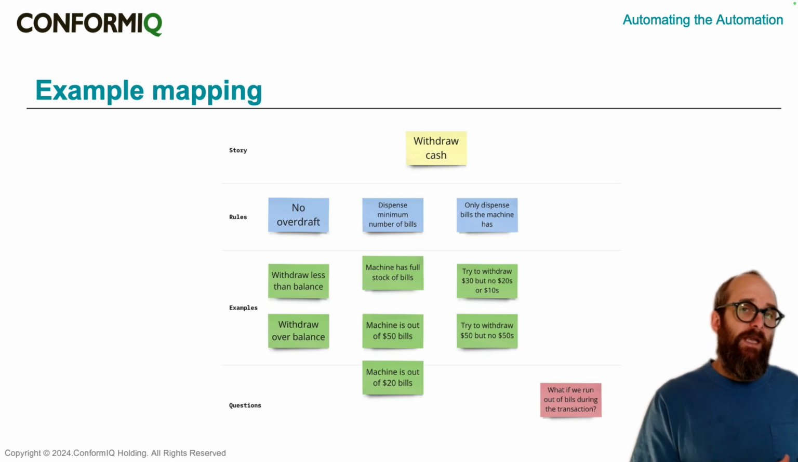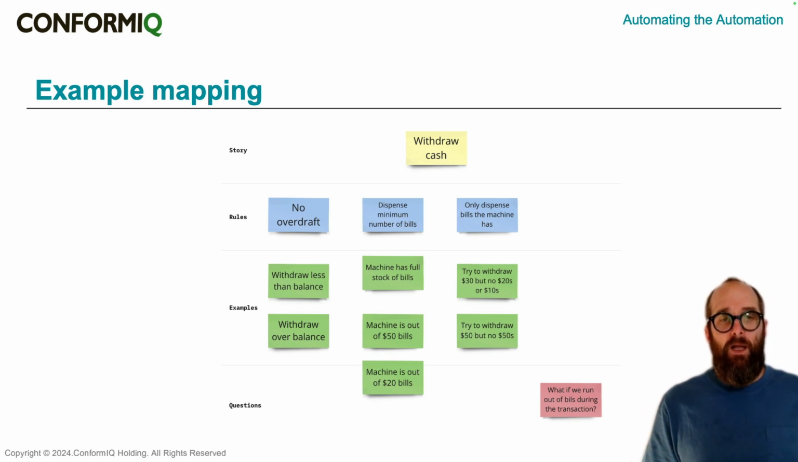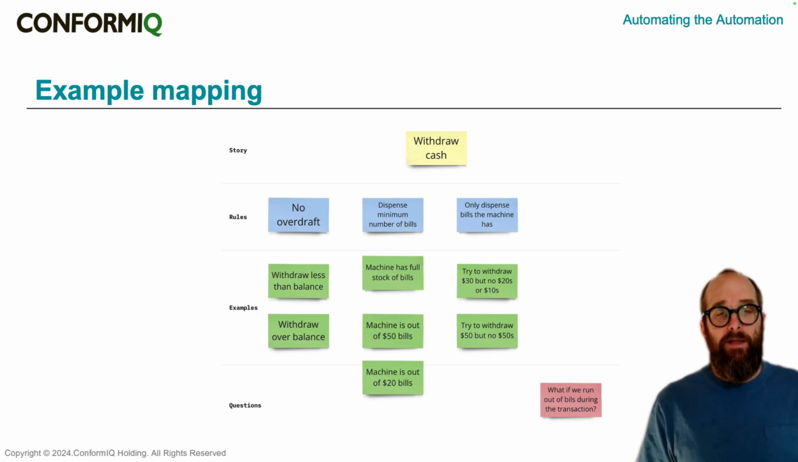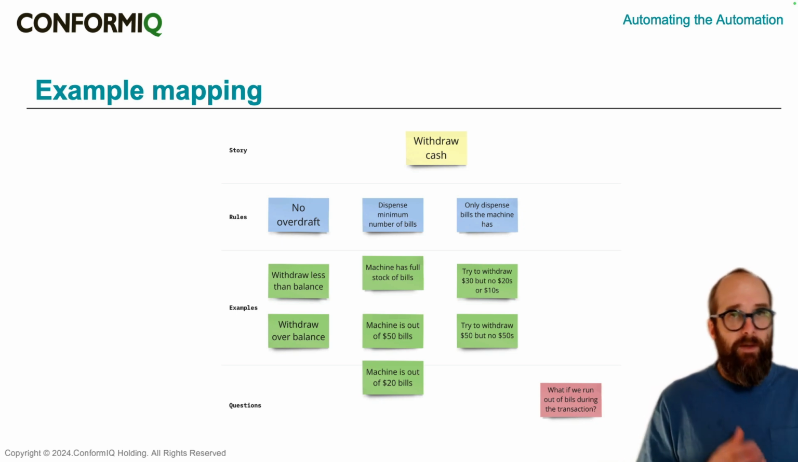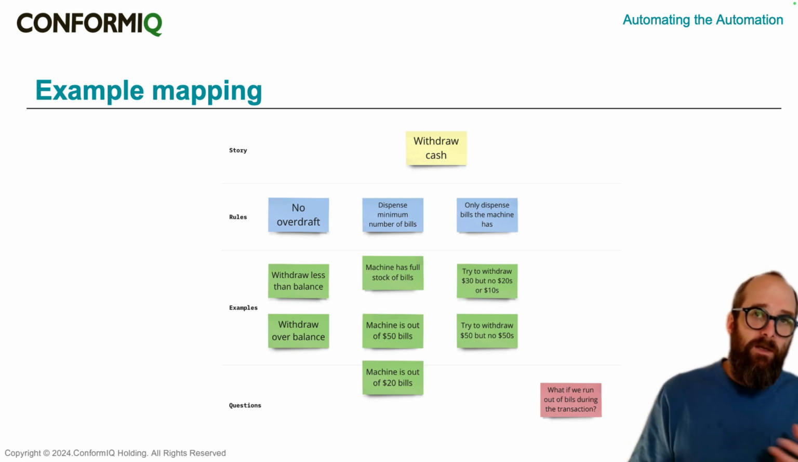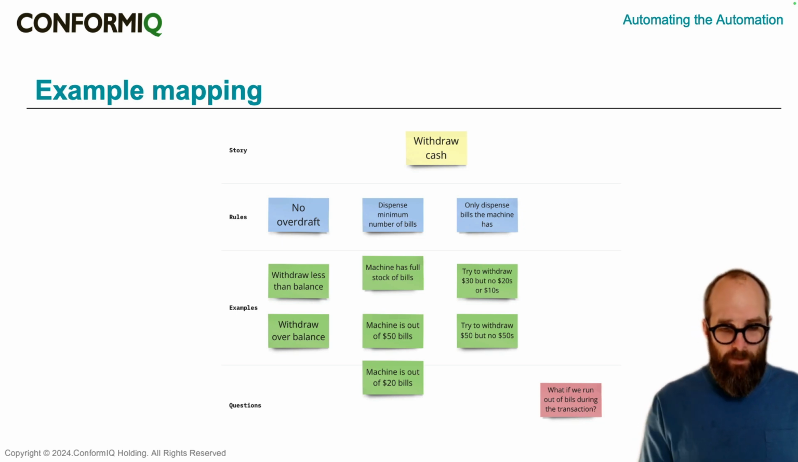If your team is remote, there are lots of great tools now for running example mapping sessions online. In fact, Miro, which is a favorite of mine, comes with an example mapping template. So search that in Miro's template library, and it's got a great guide in there for how to run example mapping, what the difference is between examples and rules, and so on. Really great.